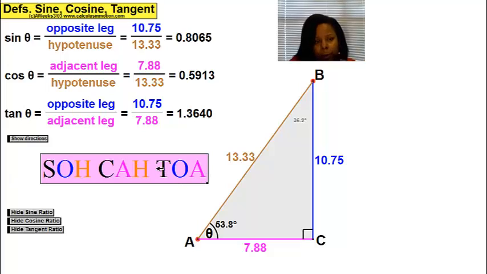Now there are three other trigonometric ratios that you're going to look at in more detail in pre-calculus and later on, but these are the top three that you should hopefully memorize or at least know. That's what the sine ratio, cosine, and tangent are.